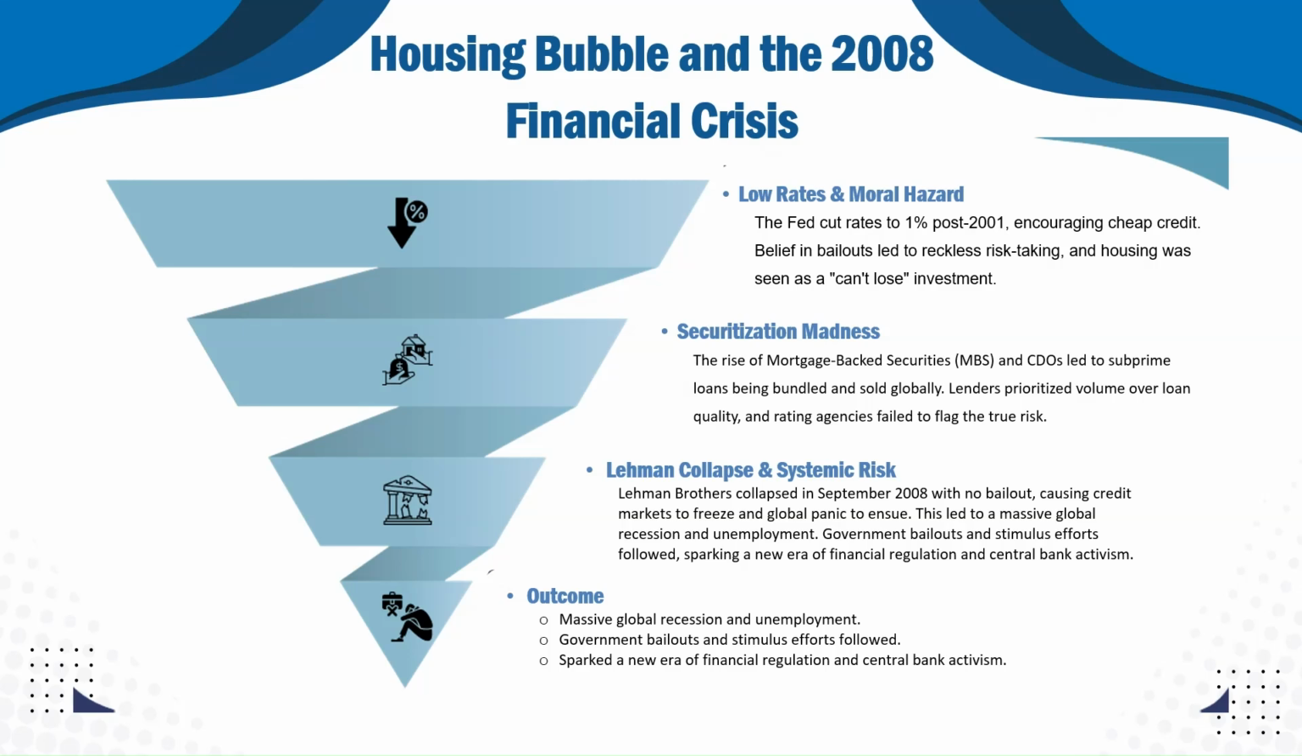But behind the scenes, the financial system was becoming more fragile. The rise of mortgage-backed securities and complex derivatives like CDOs meant that risky subprime loans were being bundled and sold across the world. And lenders prioritized volume over quality. Rating agencies gave high grades to toxic assets, and the entire system became dependent on ever-rising home prices.